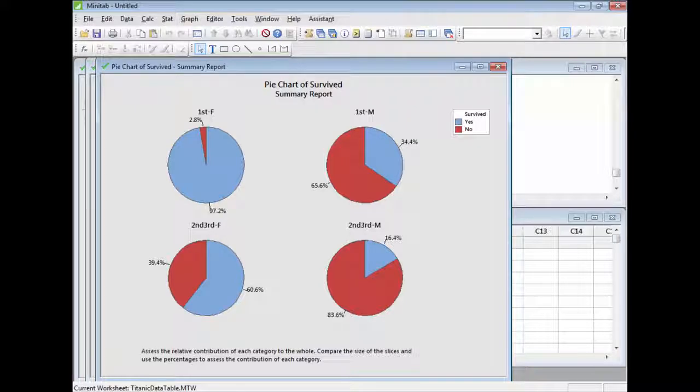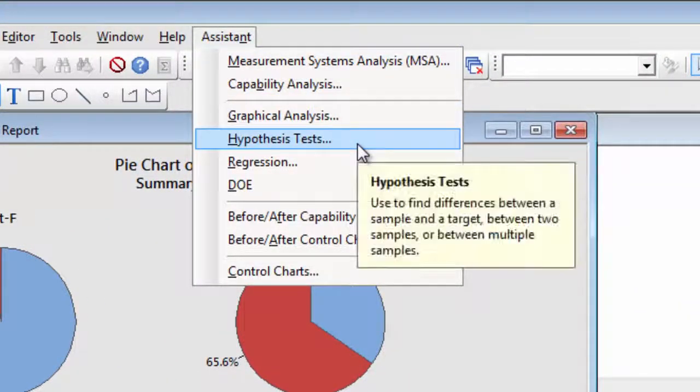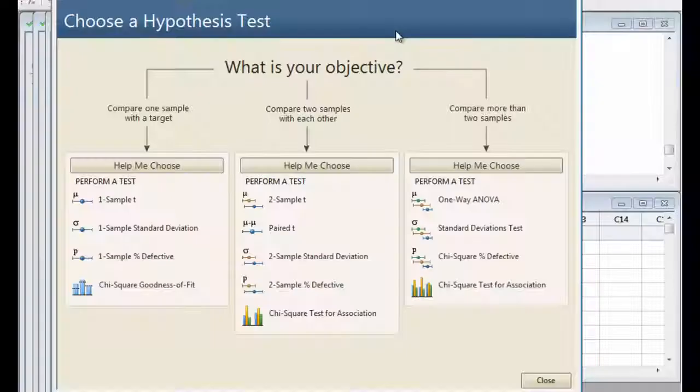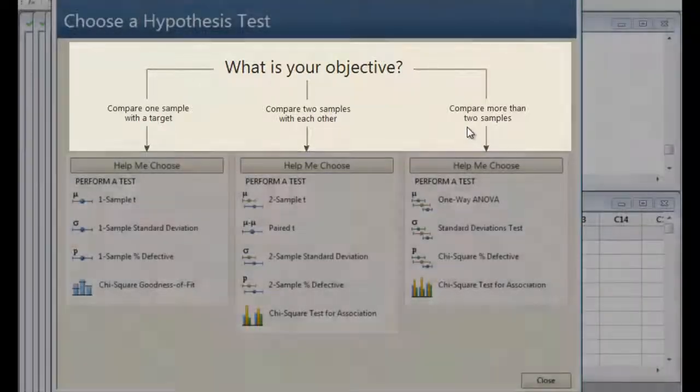A hypothesis test can confirm it. If you don't know which test to use, the assistant can help. The assistant presents 3 possible objectives for hypothesis tests. Since we have divided the passengers into 4 groups, the objective here is to compare more than 2 samples.